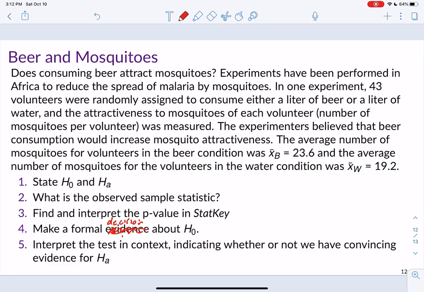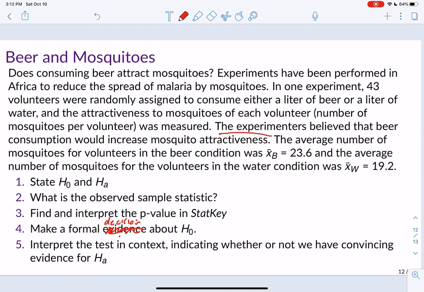Does consuming beer attract mosquitoes? Experiments have been performed in Africa to reduce the spread of malaria by mosquitoes. In one such experiment, 43 volunteers were randomly assigned to consume either a liter of beer or a liter of water. And the attractiveness to mosquitoes of each volunteer, measured as the number of mosquitoes per volunteer, was measured. The experimenters believed that beer consumption would increase mosquito attractiveness. This is going to be an important piece. They believe that it would increase.